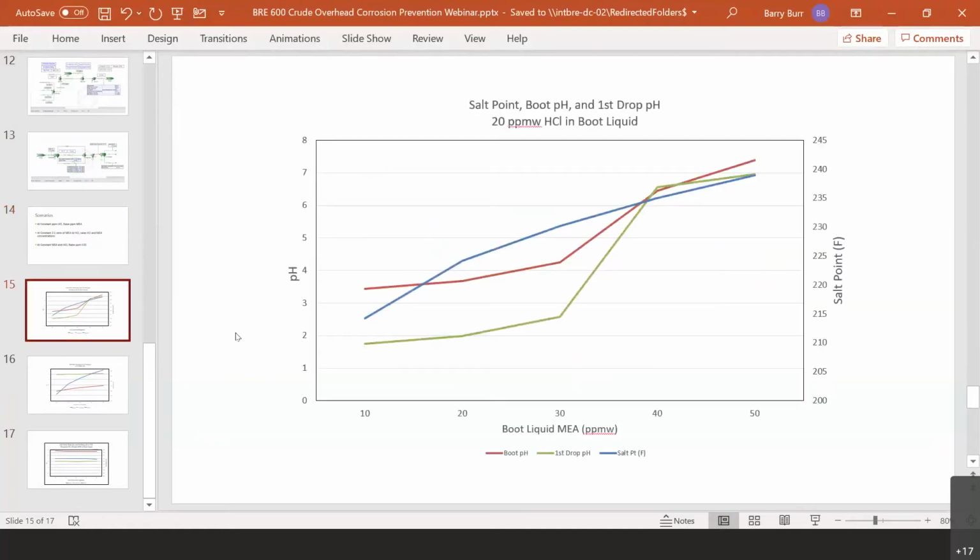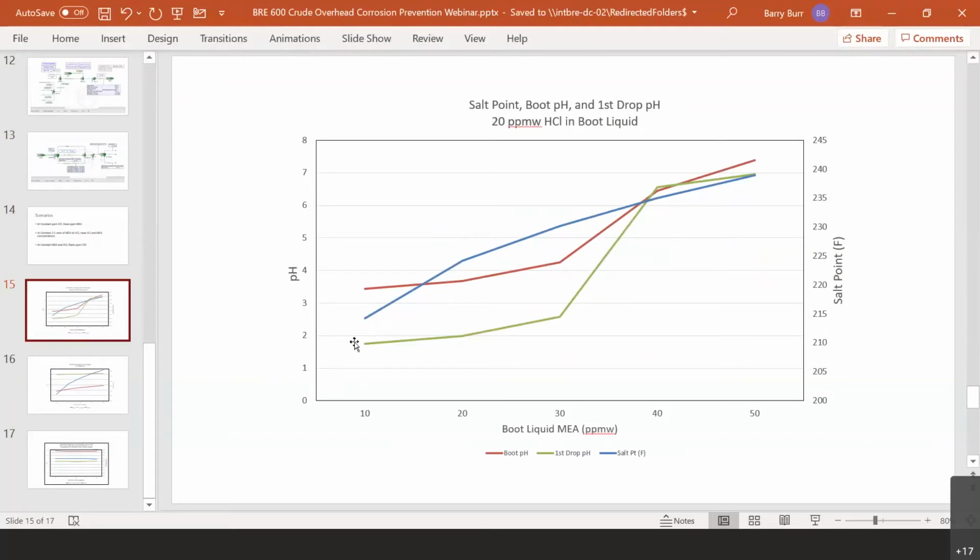So here is the case where we increase the amount of neutralizer. The x-axis is the MEA in the boot liquid, and you see as we increase the rate of MEA, the salt point temperature rises. So it rises and rises and gets closer to whatever your current overhead temperature is. If it keeps rising, it's eventually probably going to hit your overhead temperature and create a salt forming situation that you really don't want to encounter.